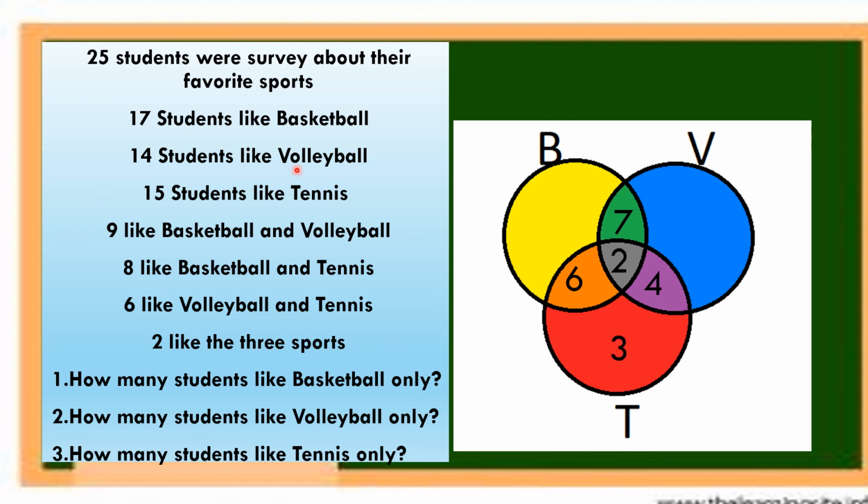We have 14 like volleyball. So we have this one as volleyball. This must be 14. 7 plus 2 is 9. 9 plus 4 is 13. So we have 14 minus 13, that is 1.